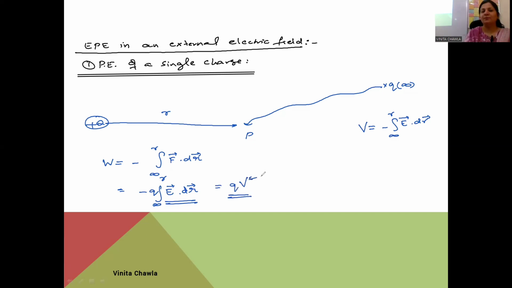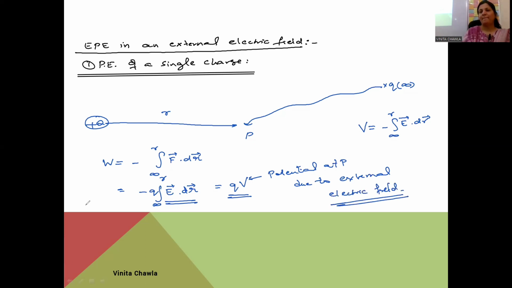And what is V? V is the potential at P due to the external electric field.